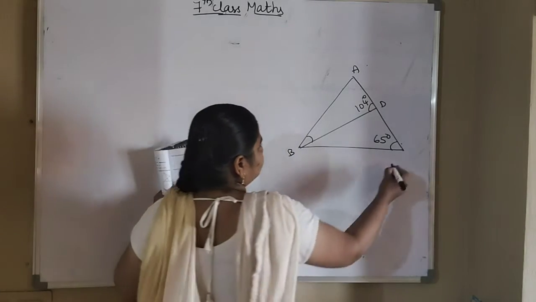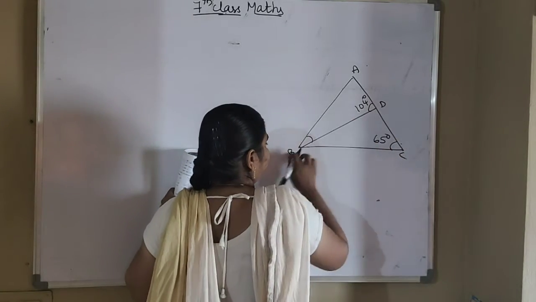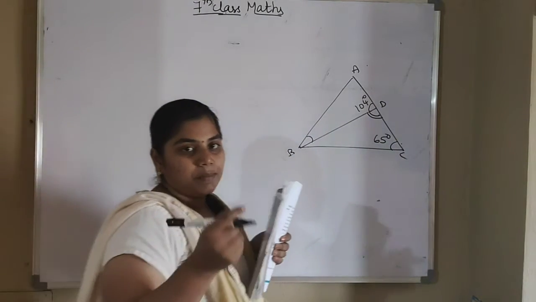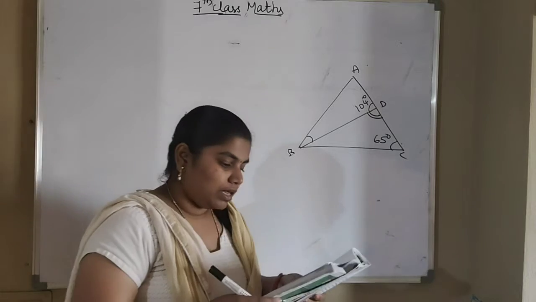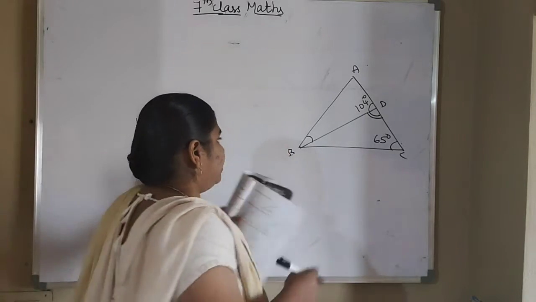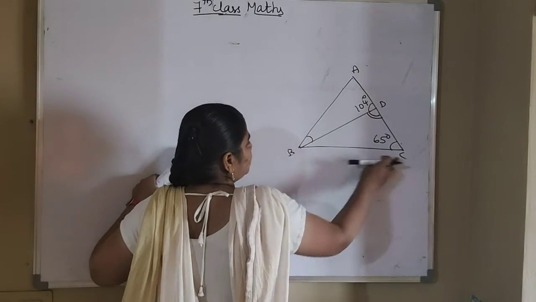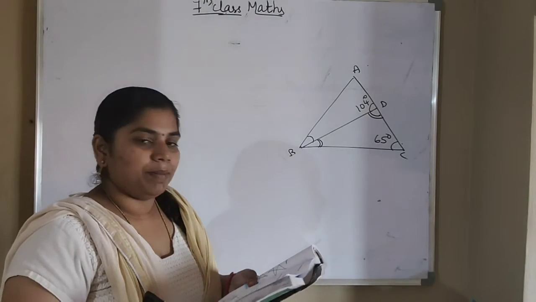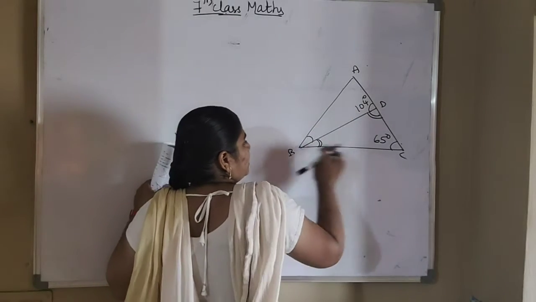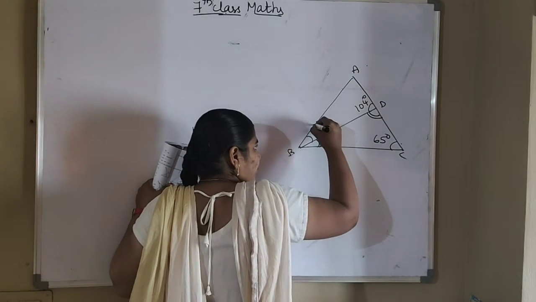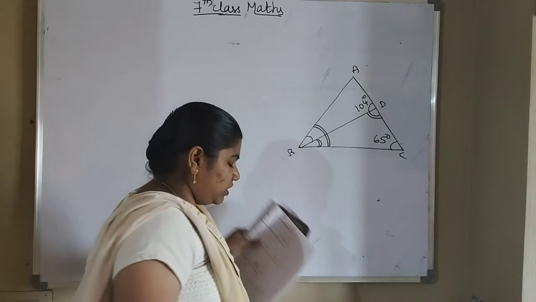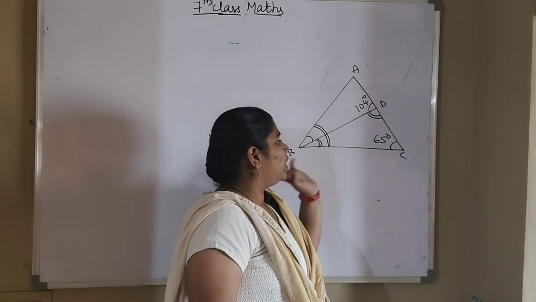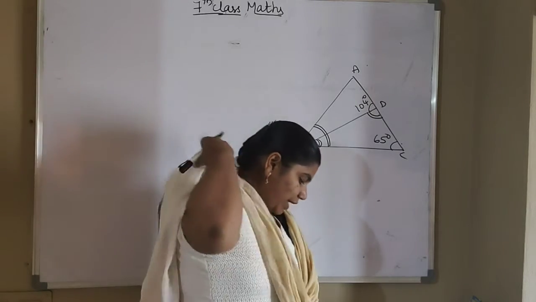Where is CDB? CDB. So this angle we have to find. Okay, always the middle alphabet belongs to the angle. Next is DBC. B is in the middle, so this angle we have to find. And next is ABC. This full angle we have to find. Okay. So this double marked angle and this full angle we have to find. So how to find that we will see.